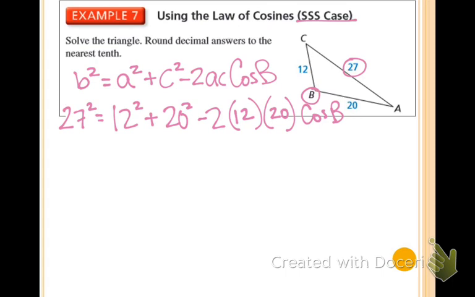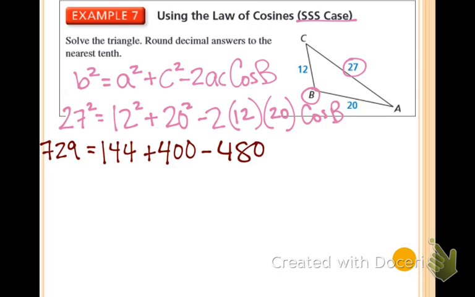So when we do this, you have to be very meticulous. Make sure you pay attention to details. What is 27 squared? 729. And then 144 plus 400 minus, what is that, 480? Is it? No, y'all tell me. 480. Sorry, he was making me doubt. And then we don't know what cosine of B is.